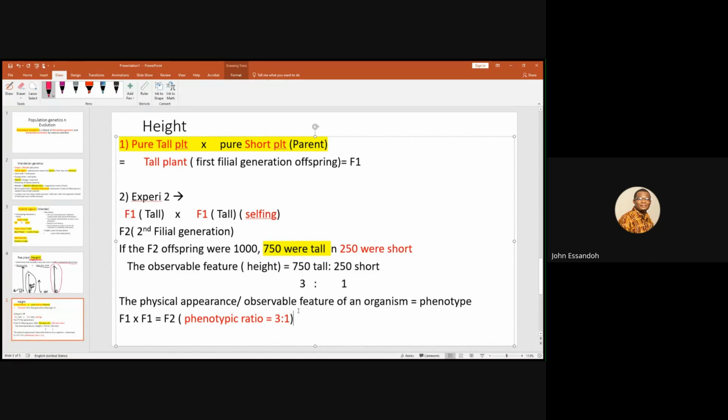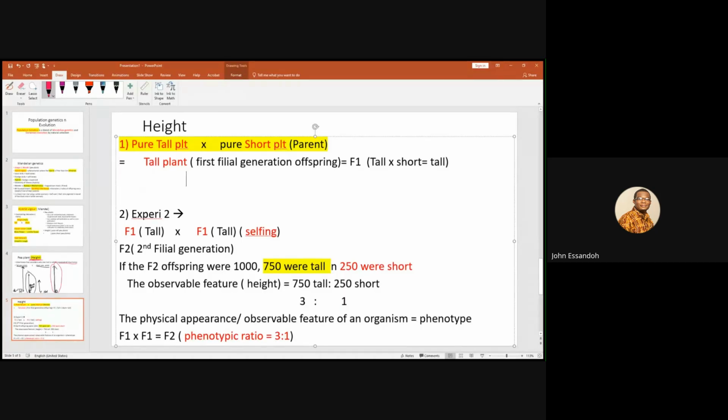What conclusions did Mendel actually draw? From Mendel's first experiment, do you know what he said? From the first experiment, he said that the fact that I crossed tall and short, and the children came out tall, means that the tall trait is dominant over the short trait. Are you there?